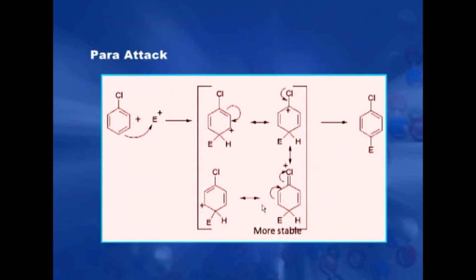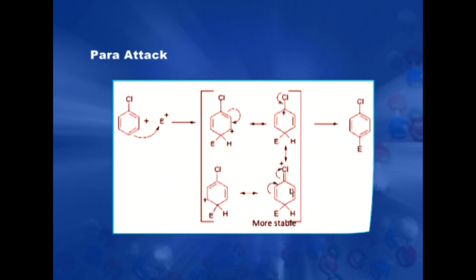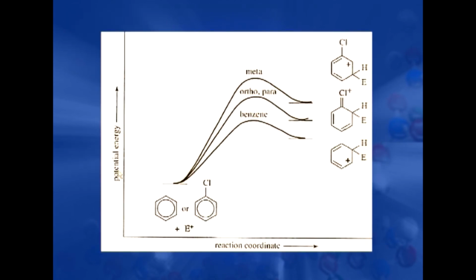Now, in para attack again we get this extra stable resonating structure, because here again the positive charge is on the carbon next to chlorine, which is in conjugation with the lone pair present on chlorine. So, due to this there is an extra stable resonating structure, and the contribution towards resonance is more. So, we can see the energy diagram.